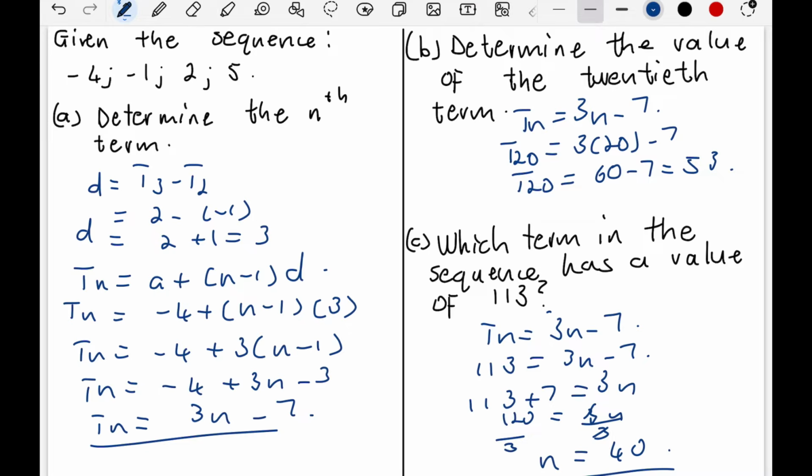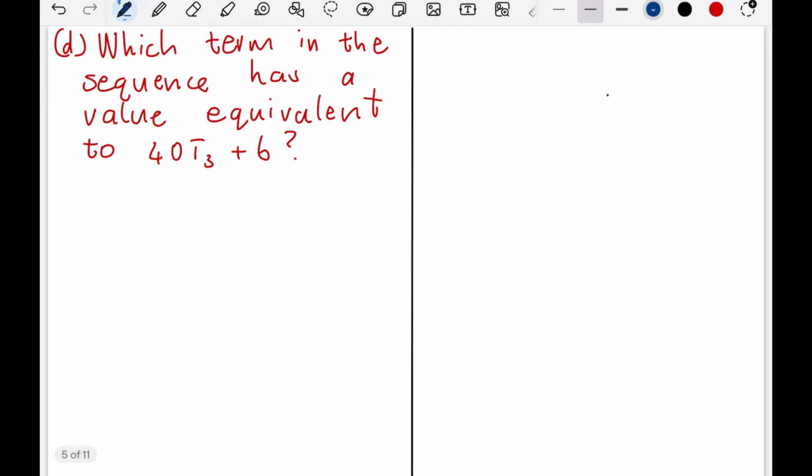Great. I have one more question on this example, and I wrote it in red because it's interesting. It says which term in the sequence has a value equal to 40 T3 plus 6. Some of you might know how to work this out. Pause the video, give it a try, and compare with what we have. Some of you may be confused, but worry not. Let's tackle this piece by piece.